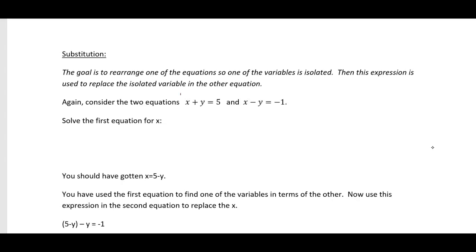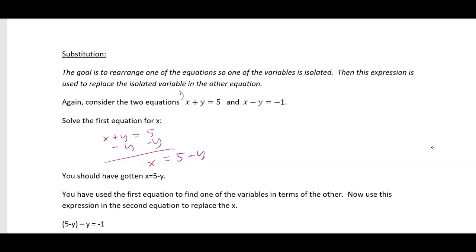Pick one of the equations to work with first. This is the first equation. I'm going to solve that for x. So I had x plus y equals 5. I'm going to subtract y from both sides. This is solving a literal equation. And I get x equals 5 minus y. I had 2 letters, so I'm going to have letters in my answer. This is why we solved literal equations earlier.